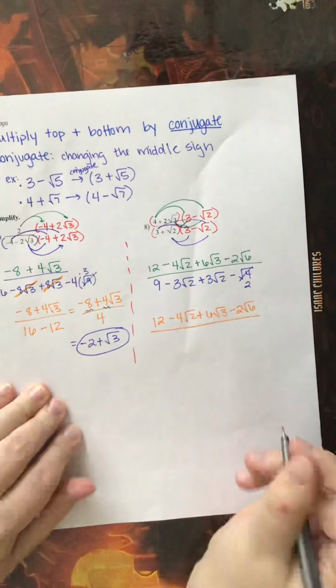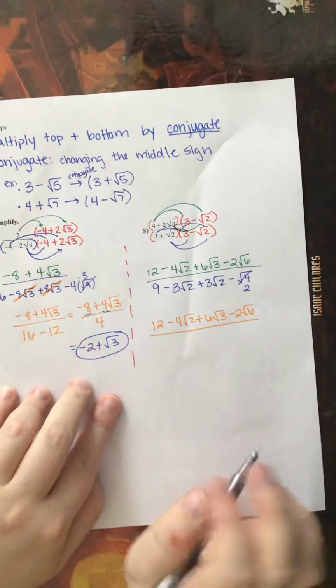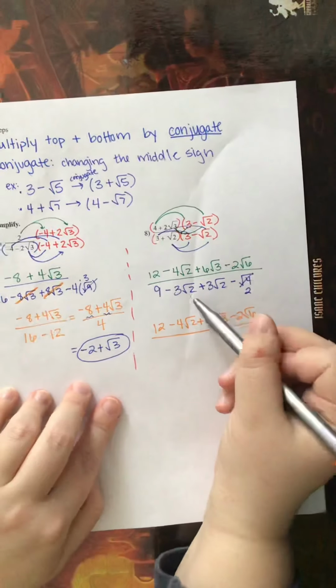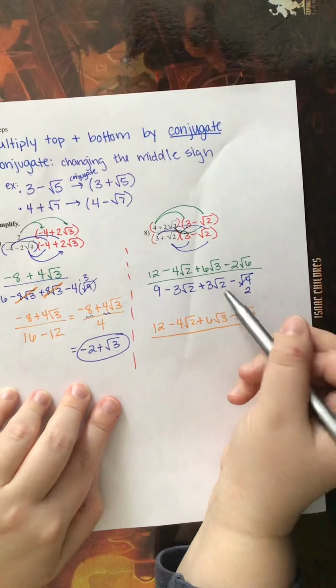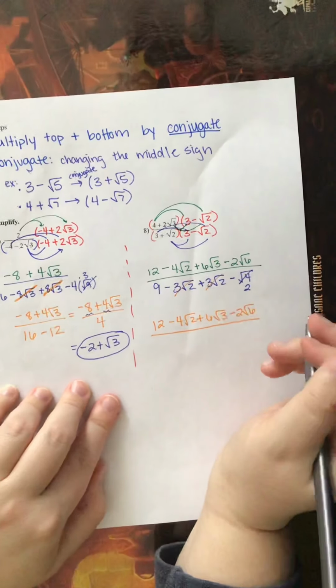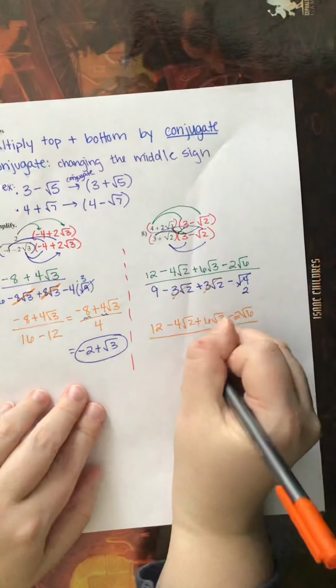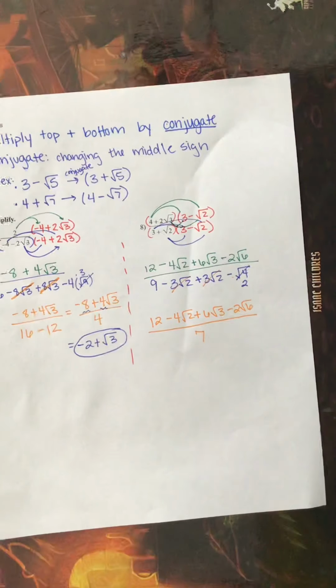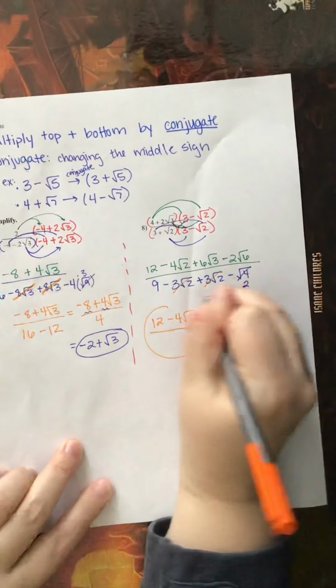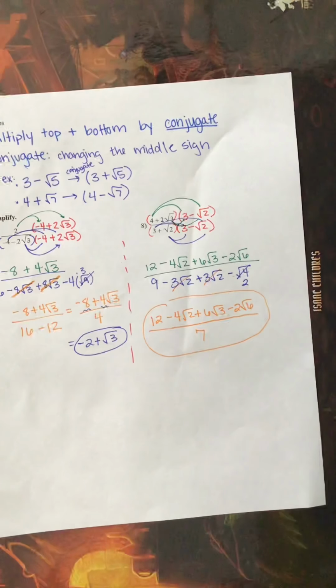And then on the bottom, if I did things correctly, I should have no more square roots. So my negative 3 square root of 2 and my positive 3 square root of 2 cancel. And then I'm just left with 9 minus 2, which is 7. I look at all the numbers, and they're not all divisible by the same thing. So that's my final answer.